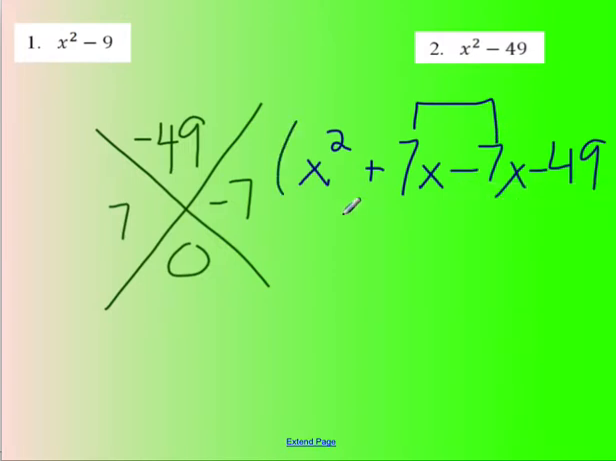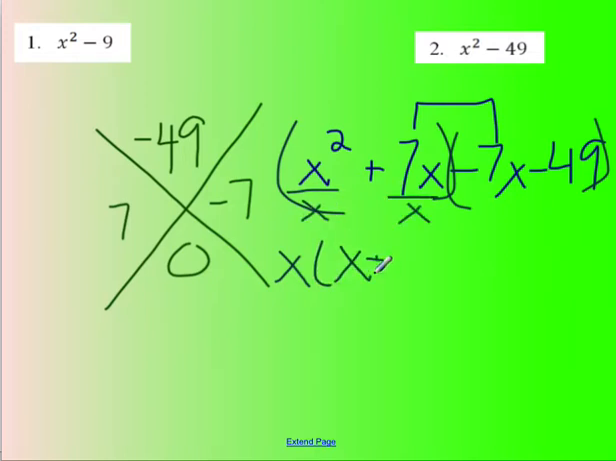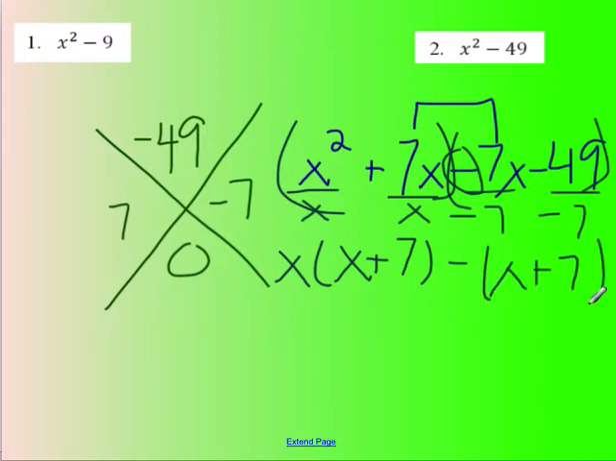So now I can factor by grouping. Between x squared and 7x, you can divide out an x. x squared divided by x is just x. 7x over x is going to give you 7. Here there's a negative sign. Between negative 7x and negative 49, I can divide out a negative 7. So negative 7x divided by negative 7 is just x. Negative 49 divided by negative 7 is just 7.